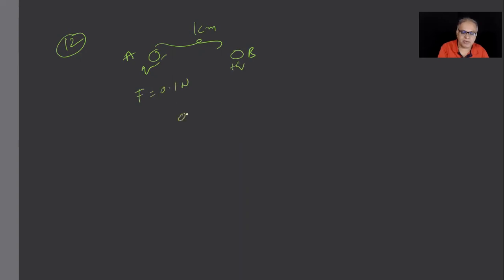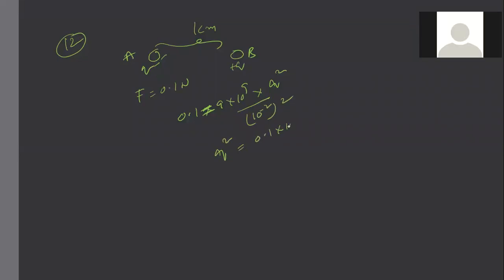So 0.1 Newton equals 9 into 10 to the power 9 into Q square by R square, where R square is 10 to the power minus 2 whole square. So what will I get for Q square, Bharat? 0.1 into 10 to the power minus 4, by 9 into 10 to the power 9.